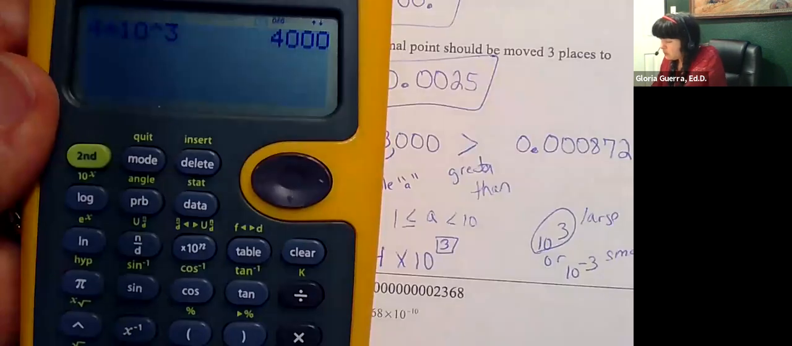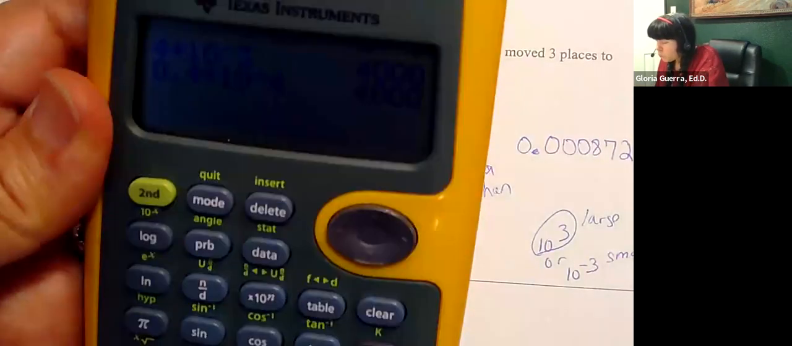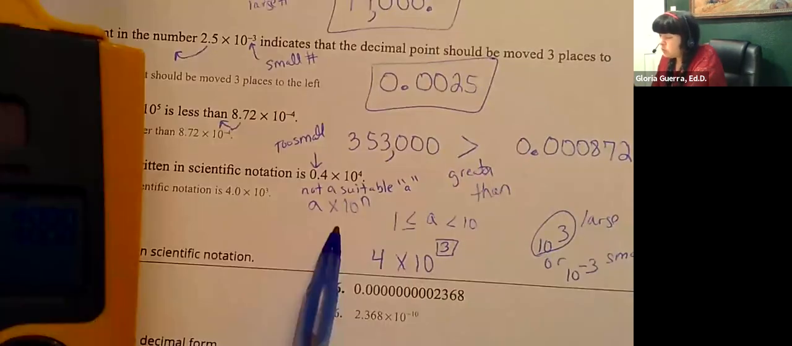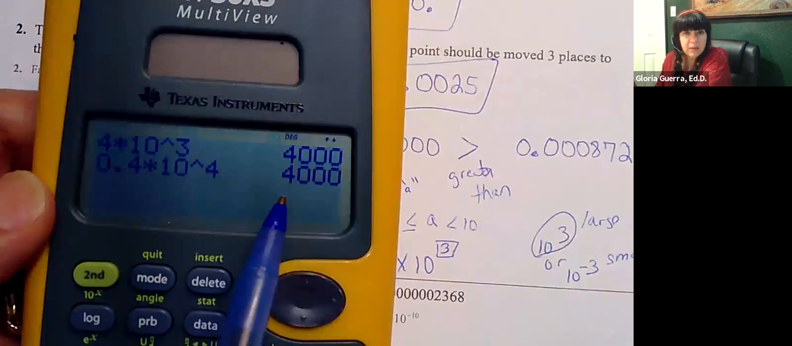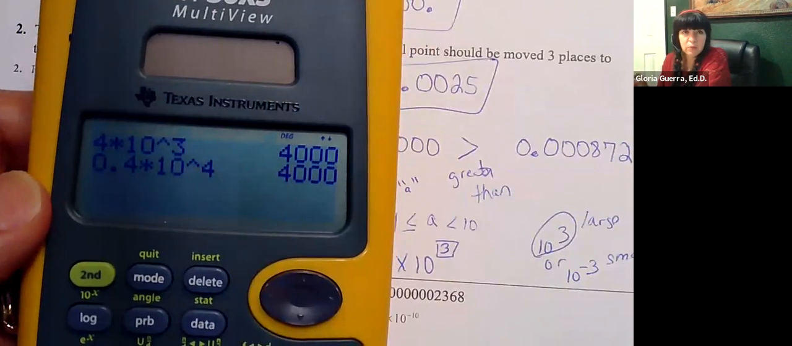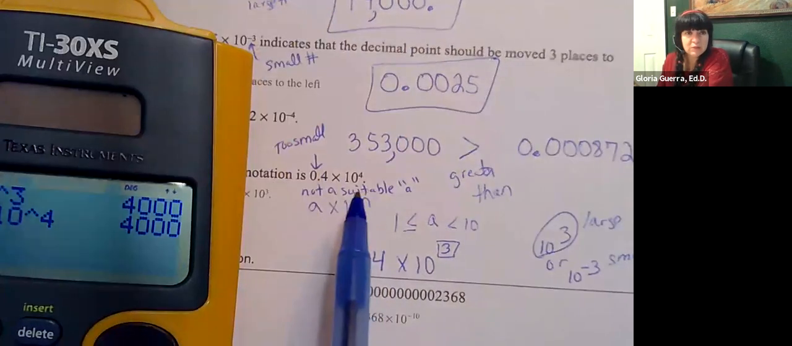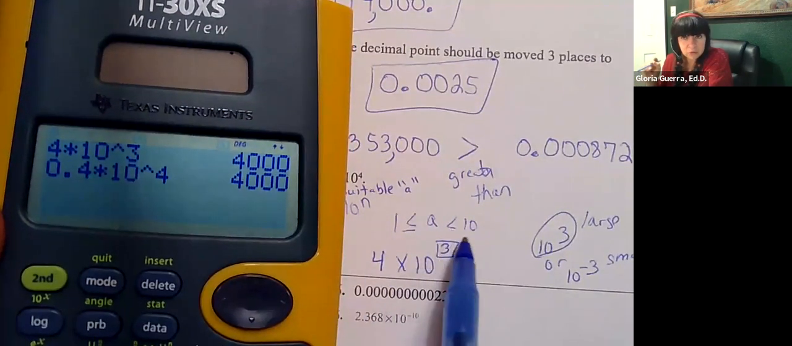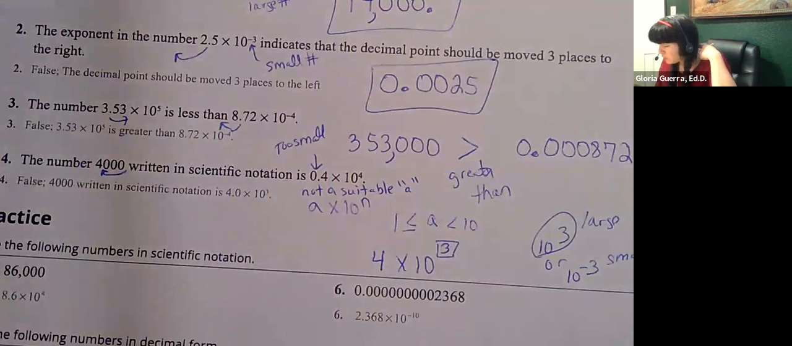Okay. If you check this one, 0.4 times 10 raised to the 4th. Interesting. Good thing I checked that. That one does give you 4,000 also, but it doesn't meet the requirement. It looks like scientific notation and it does equal 4,000, but what's wrong is this a. This is not a suitable a. A has to be a number between 1 and 10. So that's a good tricky problem. It's a good distractor, but that's false.